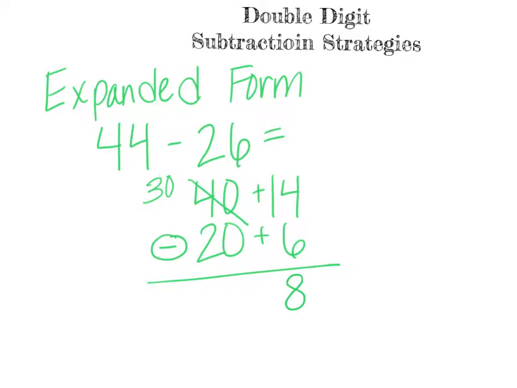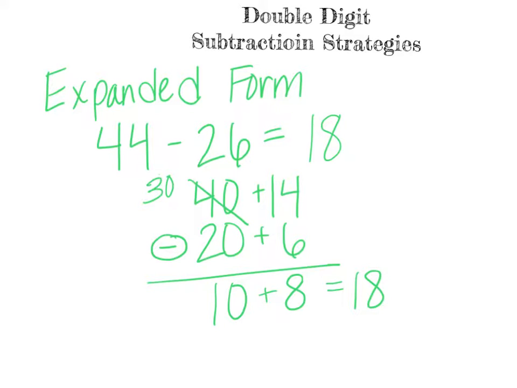Then I move to my tens place, and I know that 30 minus 20 is 10. And I'm going to add 10 plus 8, that equals 18. So 44 minus 26 equals 18. And that is how we do expanded form.